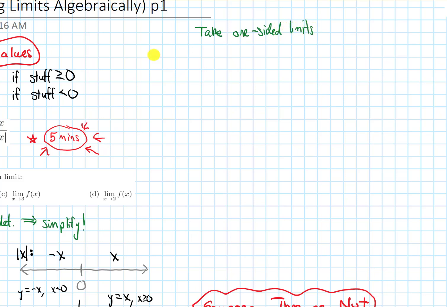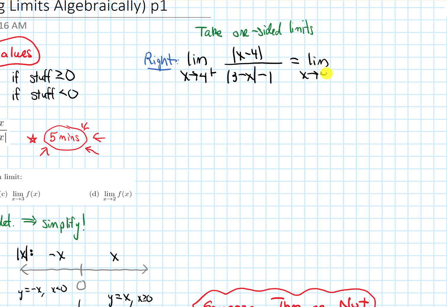Let's take the limit from the right and the limit from the left. From the right, let's first write it. The limit as x approaches 4 from the right of absolute value of x minus 4 over absolute value of 3 minus x, minus 1. Now let's think about how we're going to simplify the absolute values on the top and on the bottom as x approaches 4 from the right.